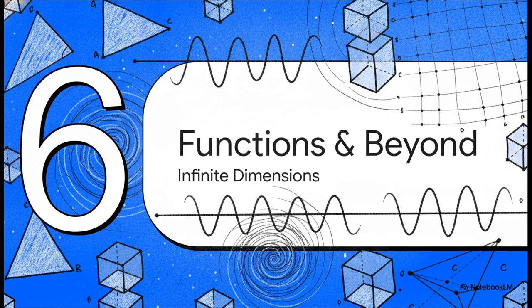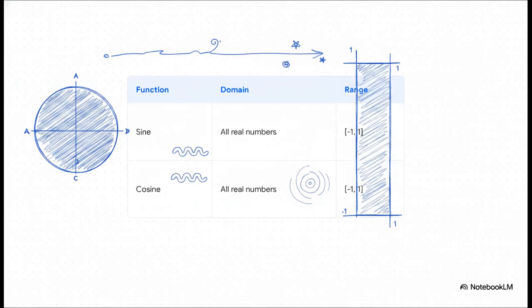Finally, section 6, functions and beyond plane geometry. When we treat sine and cosine as functions, we have to look at their domain and range. The domain is the inputs, and they will happily accept literally any real number, any angle you throw at them. But the range, the output, or what we call the amplitude of the wave, is strictly bound between -1 and +1. And why is that?